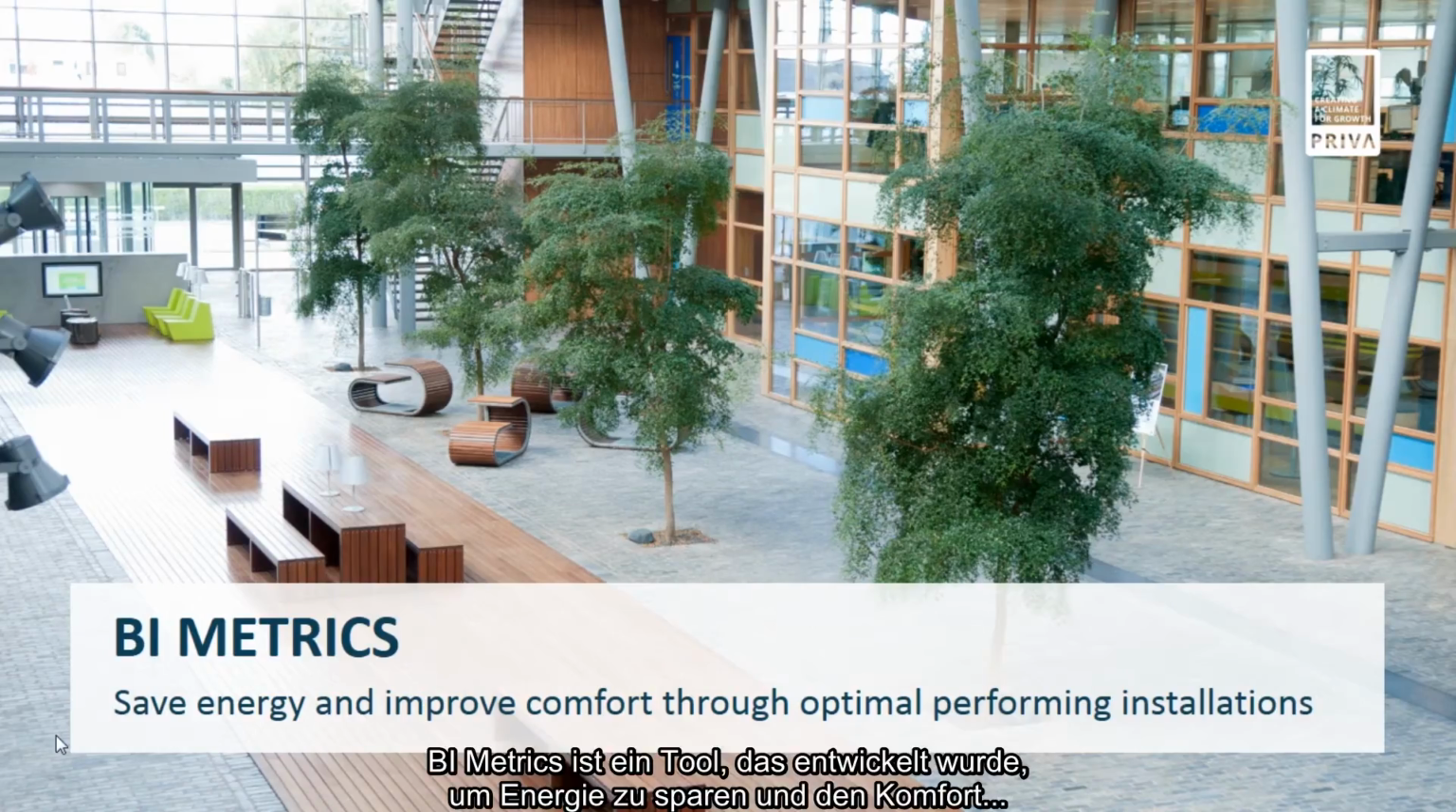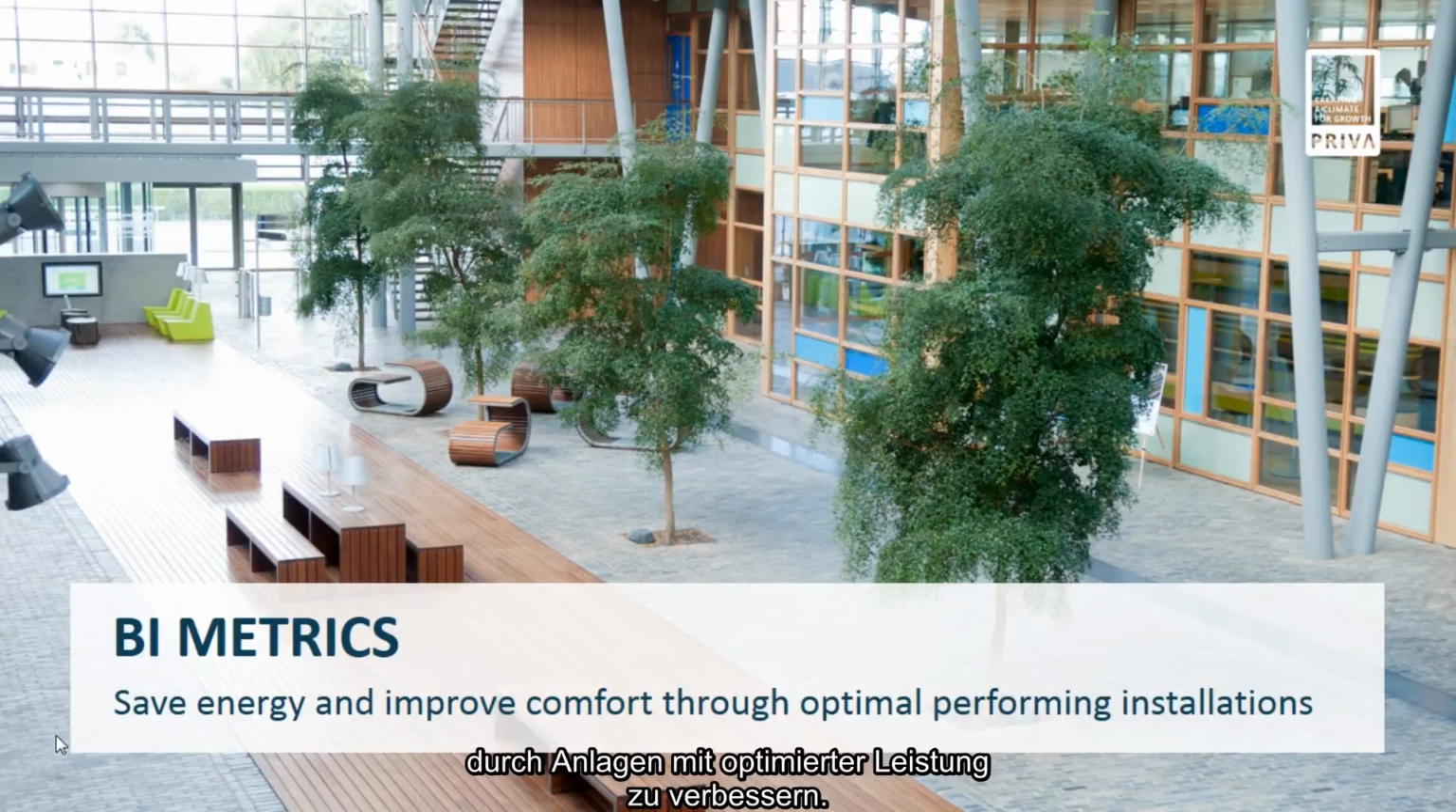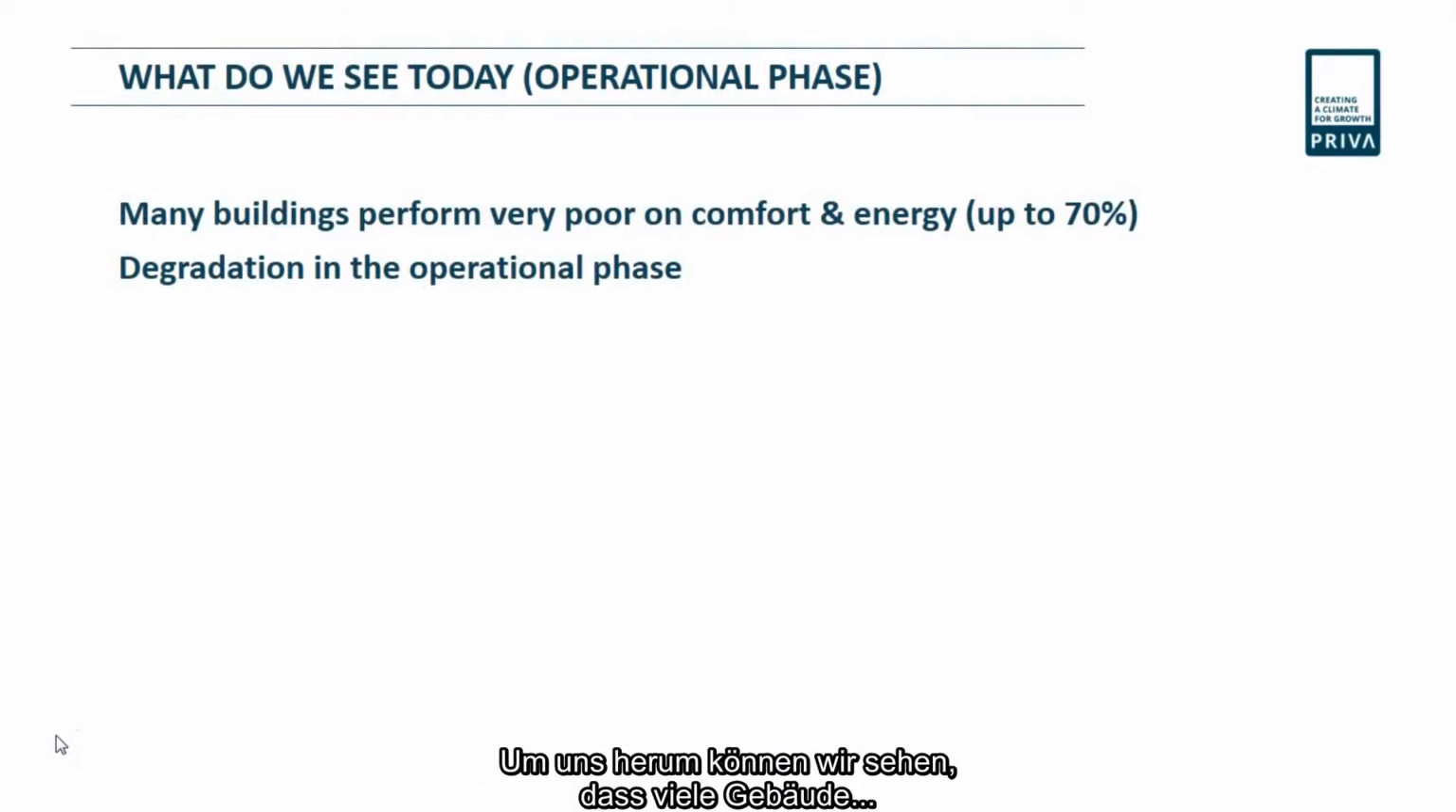In this video we would like to explain what BI Metrics is. BI Metrics is a tool designed to save energy and improve comfort through optimal performing installations. What we see around us in the world today is that many buildings perform very poorly. And we mean by that, perform poorly on comfort and on energy. This could be as high as 70% of all buildings in the world.